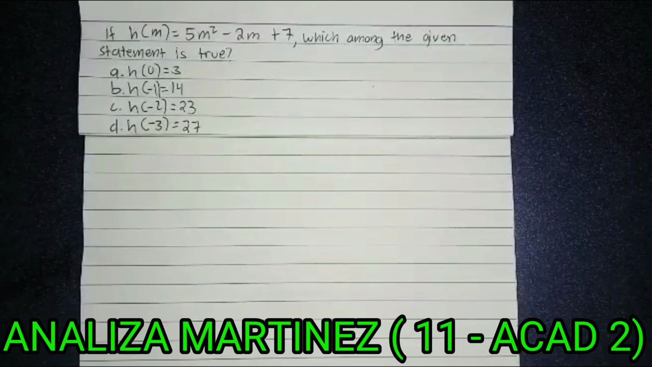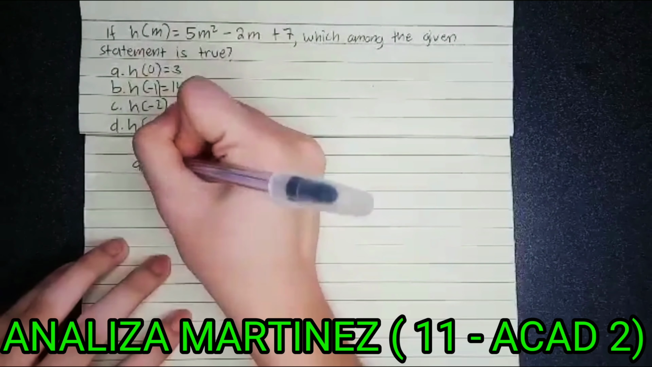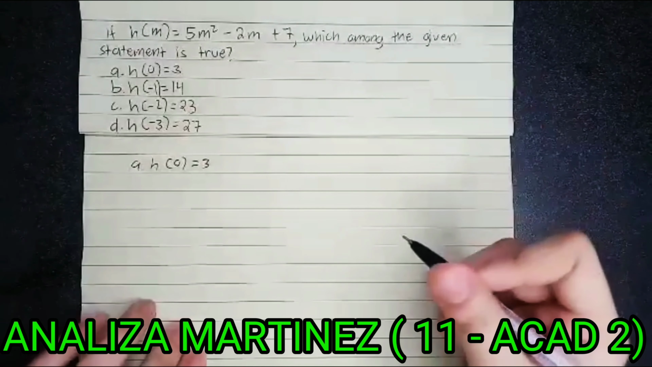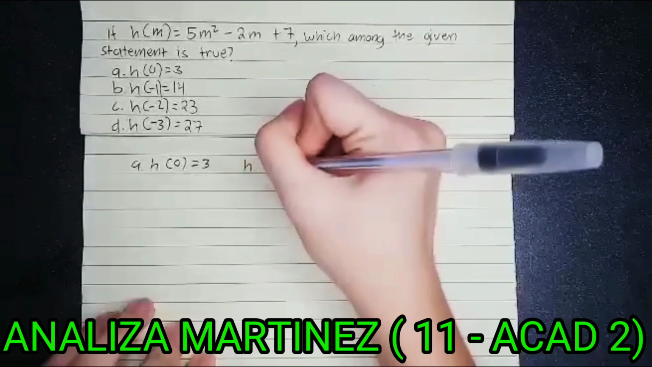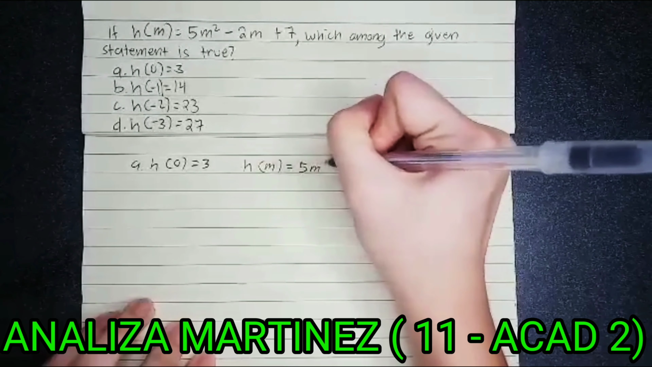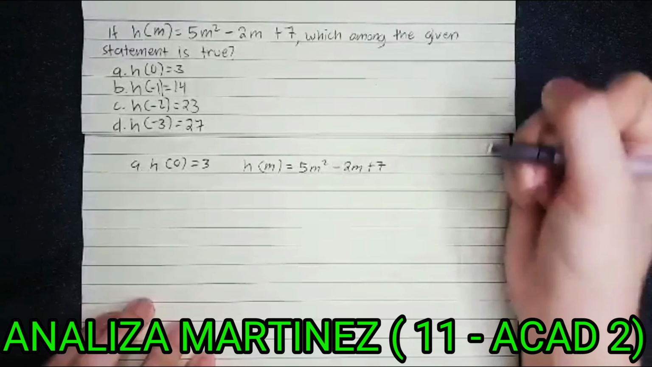If h of m is equals to 5m squared minus 2m plus 7, which among the given statements is true? To find the true statement, we need to do trial and error. So we will solve for letter A, which is h of 0 is equals to 3. Then copy the problem. h of m is equals to 5m squared minus 2m plus 7.